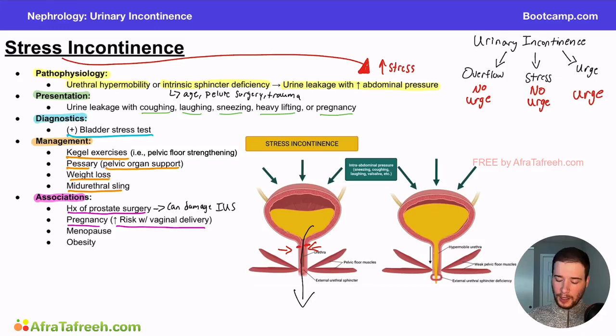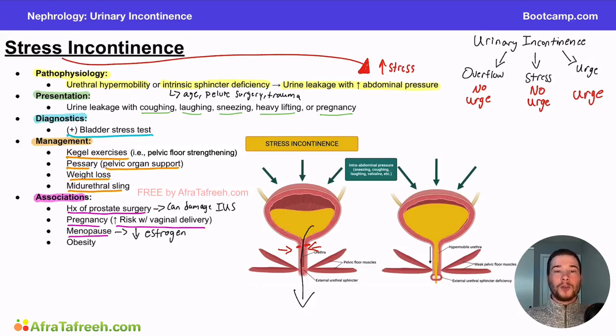Another association that they want you to know about is menopause, and the reason is that after menopause, patients have decreased levels of estrogen, which often leads to vaginal atrophy of the area. It's also thought that potentially lower estrogen levels are related to lower muscular pressures around the area, which can increase the risk of leakage as well. And finally, the last one we talked about was anything that can increase the intra-abdominal pressure, including obesity, is going to increase the patient's chance of developing stress incontinence.